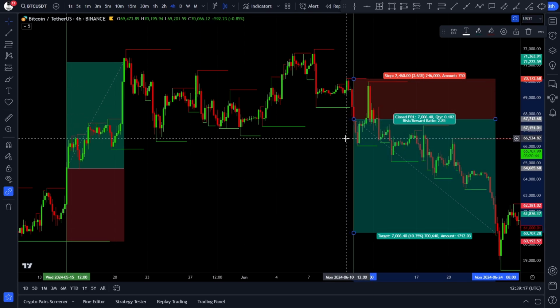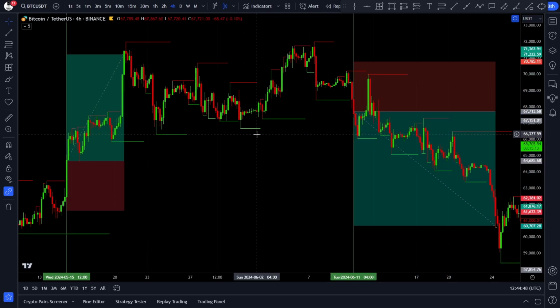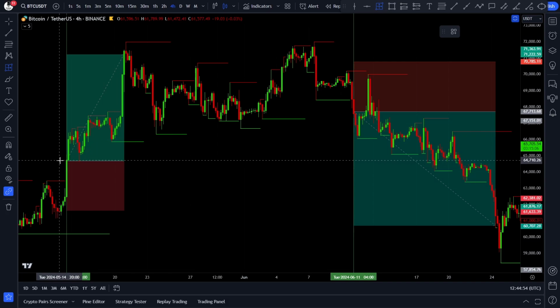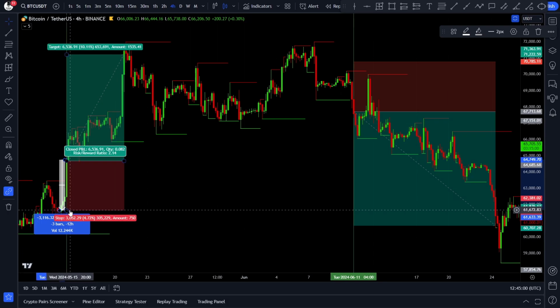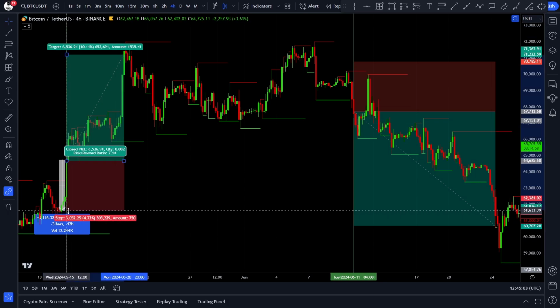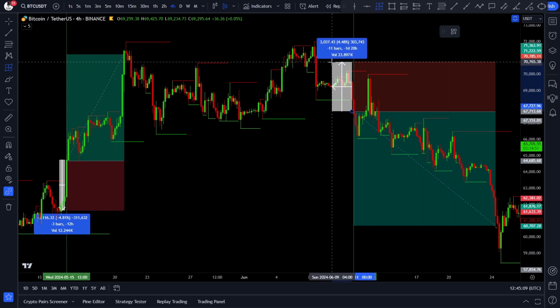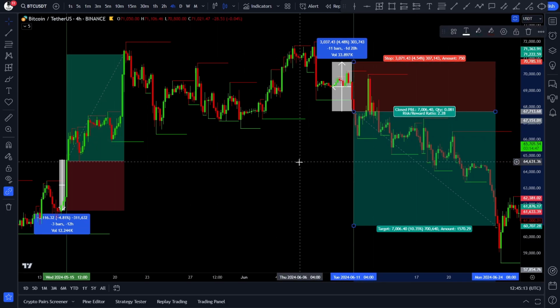Next, let's go over the pips based stop loss. For the pips based stop loss, go to the left hand side, click here, and choose the date and price range tool. It would work something like this. As the entry level would be here, we would place the stop loss to, for example, 3000 pips or ticks. And in case of a short position, that would be set somewhere around here. For each asset, I will test 4 different pip distances.